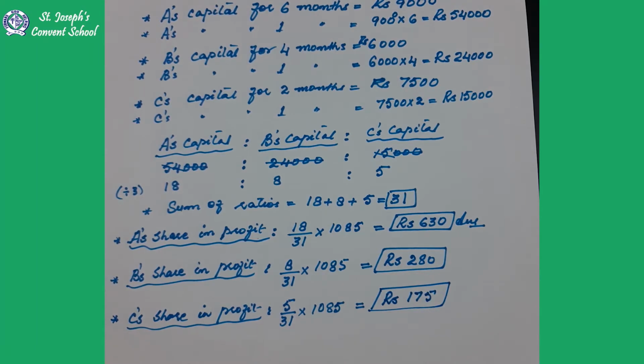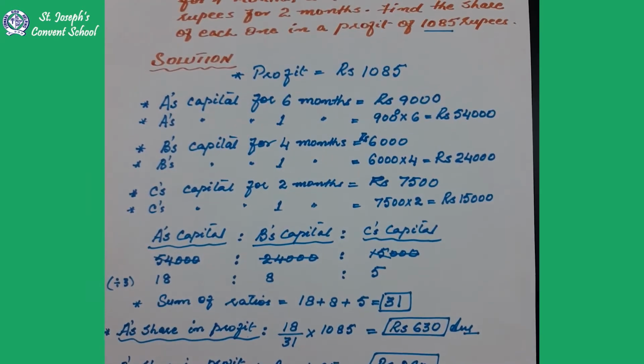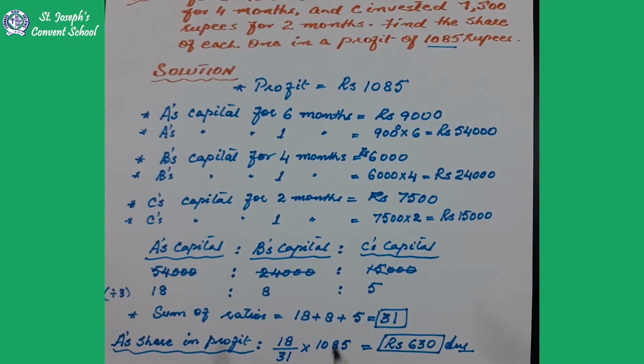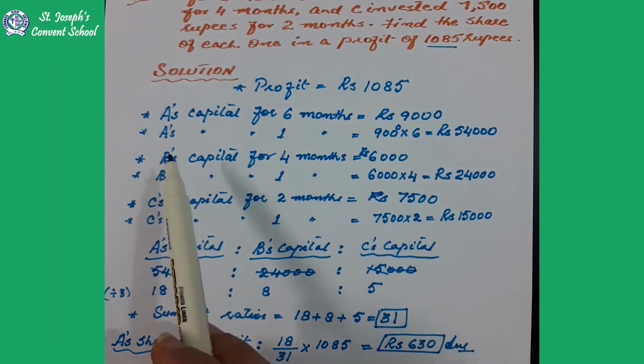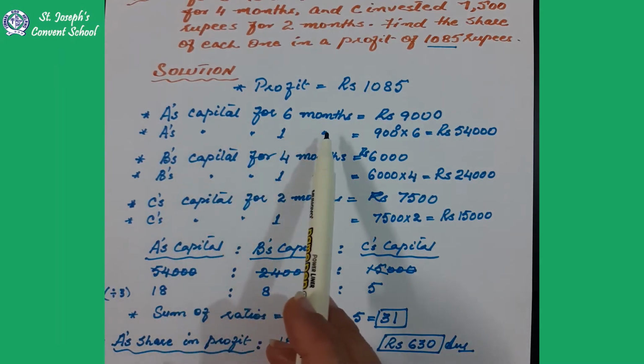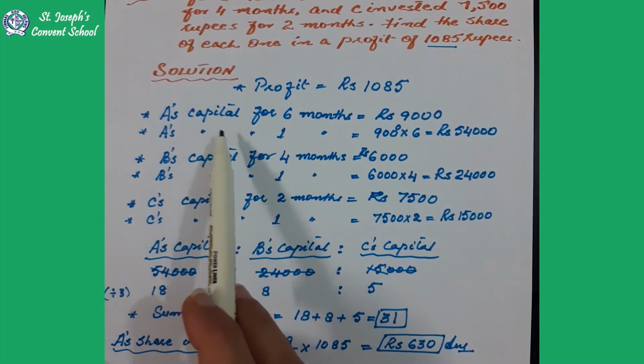So it's not difficult, it is simple. Just go step by step, then you will get the answer. I'll do the questions from the exercises also, then you can understand it easily. Write the profit, then find each one's invested amount or capital.